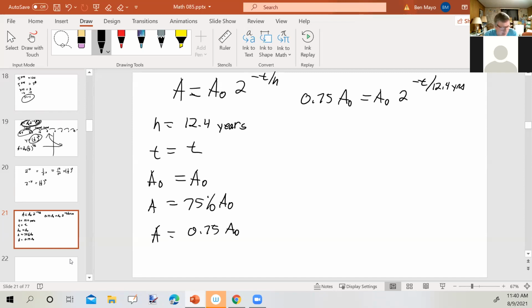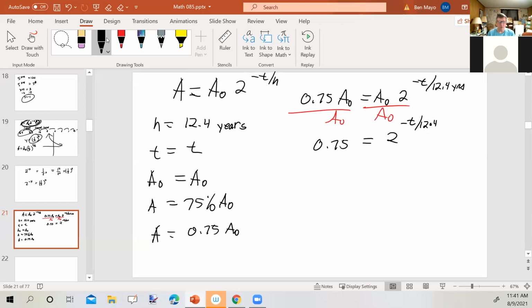Recall at the end of Thursday's session, we had some problems where we didn't know the initial amount, but we talked about doubling it, and we ended up dividing both sides by the unknown amount. Same thing here. We can divide both sides by a sub 0, and we don't need to know what a sub 0 is. So we get 0.75 equals 2 to the negative t over 12.4 years power.